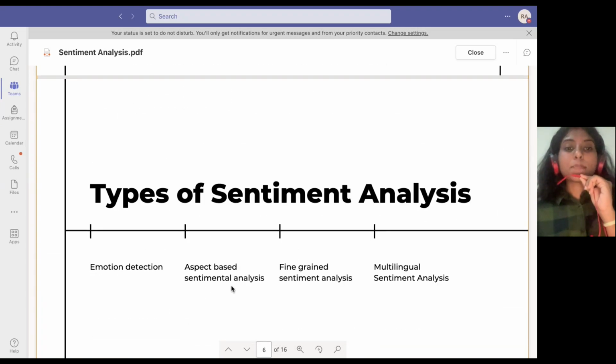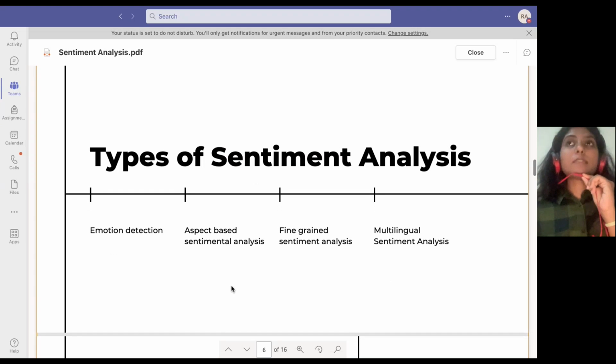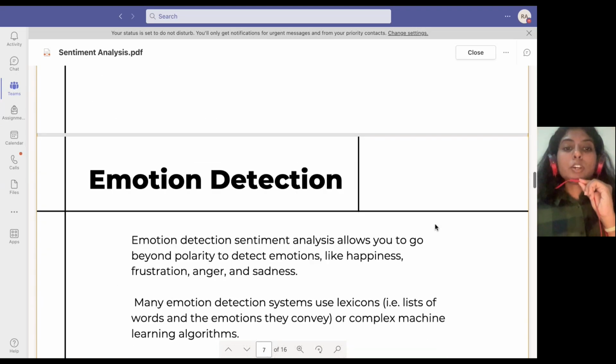So, what are the types of sentiment analysis? Basically, there are four types of sentiment analysis. First is emotion detection. Second is aspect-based sentiment analysis. Third is fine-grained sentiment analysis. Fourth is multilingual sentiment analysis. Let's look at each one.